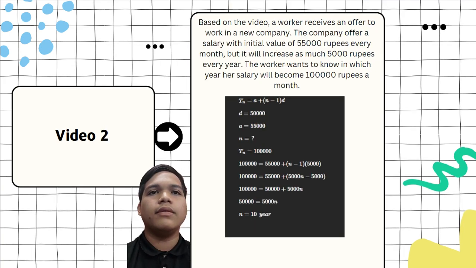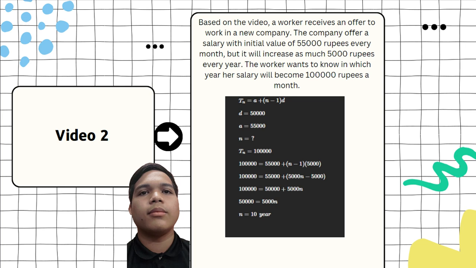And then in the second video, we know that a worker receives an offer letter to work in a new company. The company offers a salary with an initial value of 55,000 rupees every month, but it will increase by 5,000 rupees every year. The worker wants to know in which year her salary will become 100,000 rupees a month.